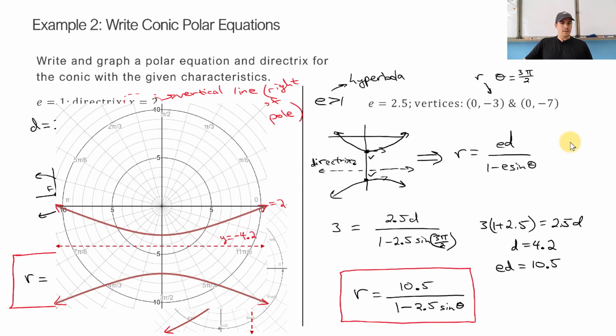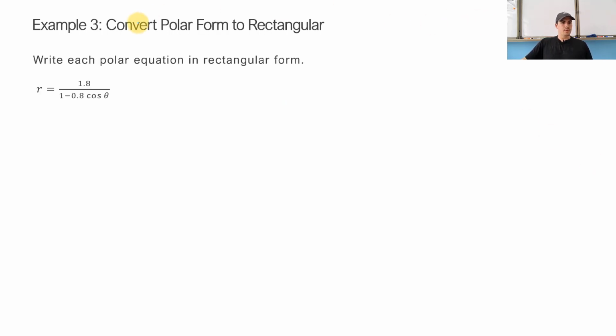Okay, here's what I got. Here's the work on the right and the graph on the left. All right, let's take a look at our third example here. We're going to write the polar equation in rectangular form. So we're going to convert this from polar to rectangular. We have the general form equation here. We're working with r equals ed over 1 minus e cosine theta. So I should know right away at least the orientation of our conic.